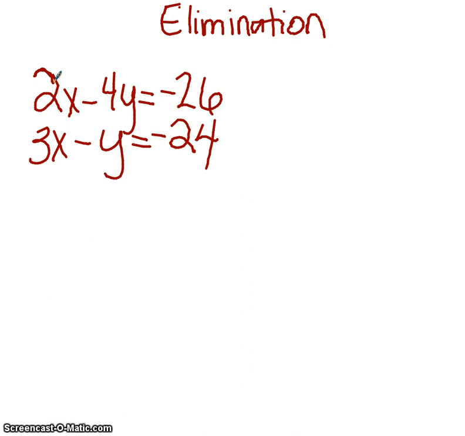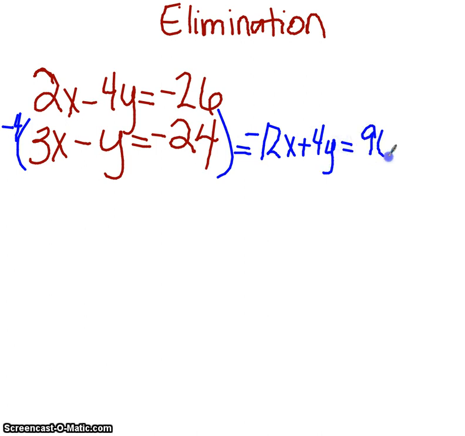So what can I do to change that second equation into a +4? I can multiply the whole thing by a -4. Does that make sense? Because a -4 times a -y gives me a +4. So when I do that, I get -12x plus 4y equals 96. Check my math.